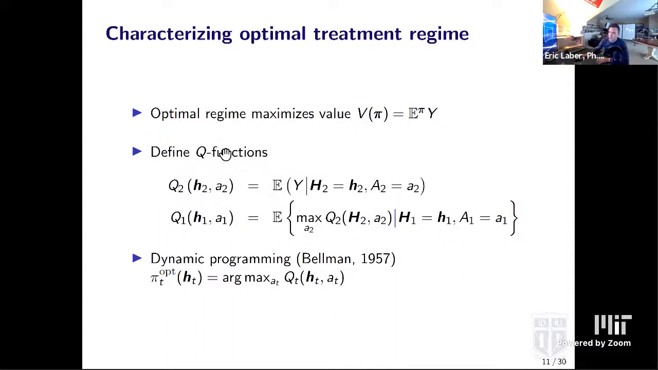And then we can characterize the optimal regime using the so-called Q functions. So Q2 of H2, A2 is the expected outcome given second stage history H2 and second stage treatment A2. So this is the mean outcome for a patient with history H2 given treatment A2. And then Q1 of H1, A1 is the expectation of the maximized second stage Q function given first stage history and action. And we know from dynamic programming that pi t opt, the optimal rule at time t, is the argmax over At of Qt of Ht, At. And so this form immediately suggests the strategy for constructing an estimator. We can estimate Q2 using a regression of Y on the history and action. Then we can take our estimator of Q2, plug it in, and regress that on H1 and A1, and then get an estimator of Q1. And then pi hat is the argmax of Q hat. So this is the standard approach.